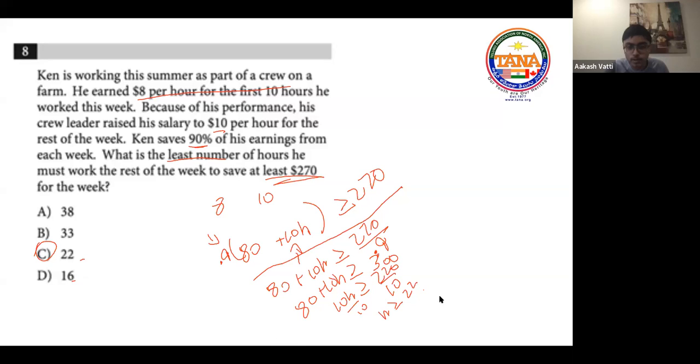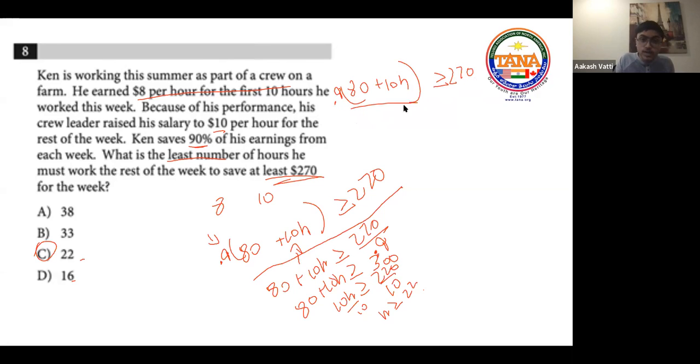Okay, so the person who asked why would I multiply by 0.9? The 0.9 is because he saves 90% of the earnings per week. So you have your first 80 because he works for 10 hours, and then for every hour after that, he gets $10, so 10 times H. But then he saves 90% of that. 90% is 0.9. And then he wants to save at least 270, so you want greater than or equal to.